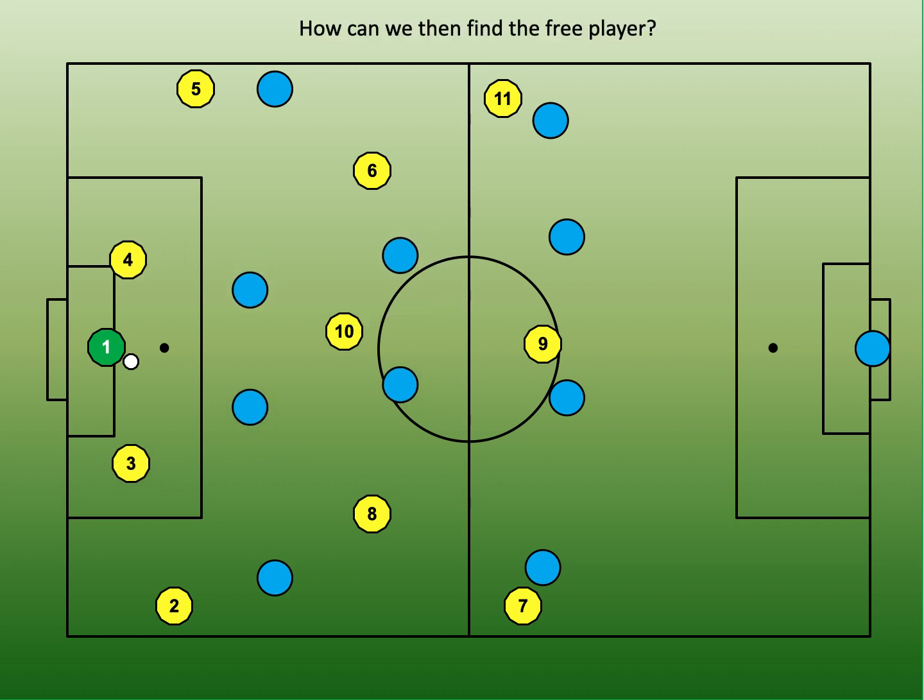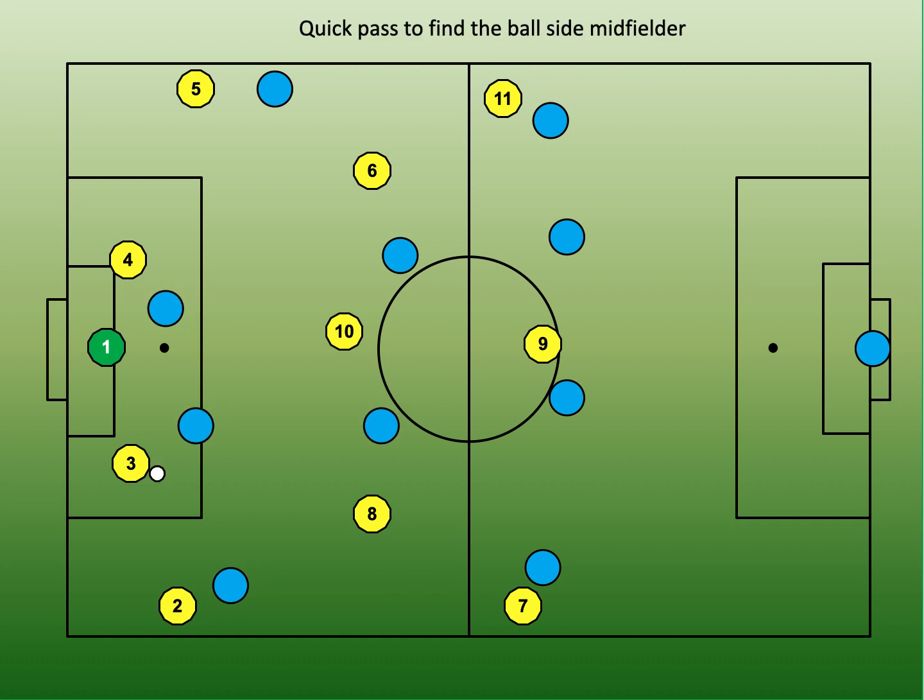As a result of the 10 dropping, what will happen is strikers narrow off to prevent that pass from the goalkeeper to the number 10, which should create space on the outside or furthest foot for the centre-backs.